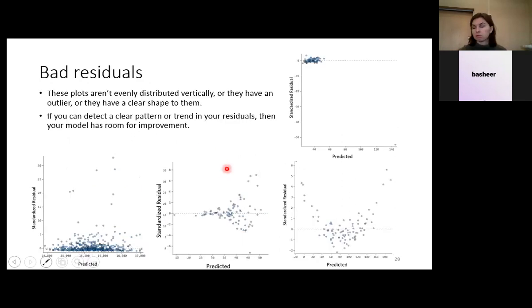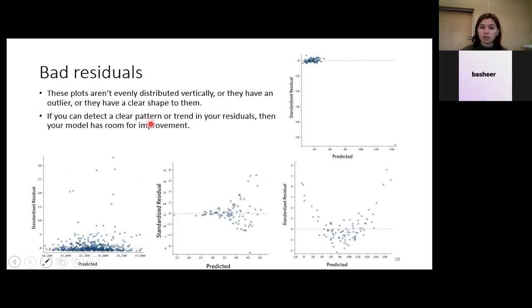What does bad residuals mean? Bad residuals mean that our model is not suitable for our dataset. When we see that plots aren't evenly distributed vertically, or they have an outlier, or they have a clear shape, it means that we have bad residuals, and we need to change the model.